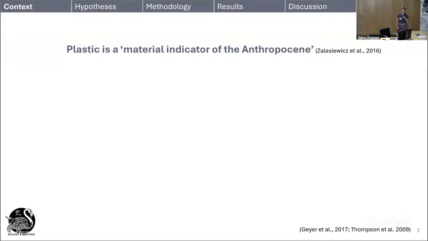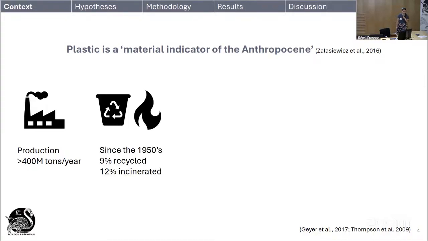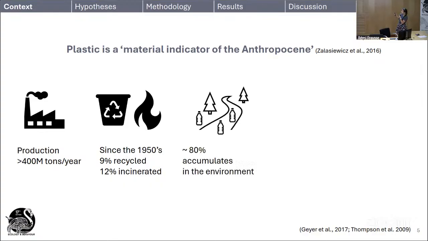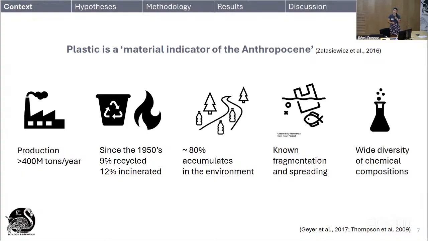So to begin with, plastic is considered a material indicator of the Anthropocene, and its production is currently more than 400 million tons per year, and of all plastics we ever produced since the 1950s, only 9% have been recycled and 12% incinerated, meaning that nearly 80% of plastic accumulates in the environment where it's known to spread and fragment and spread to all ecosystems. And one of the major issues associated with this material is the wide diversity of chemical composition due to the mixing of the polymer resins with chemical additives to modify their technical properties.